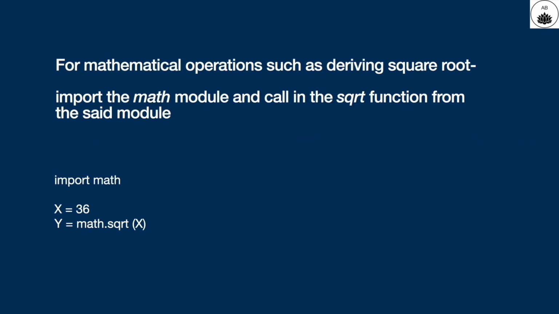For mathematical operations such as deriving a square root, you have to import a math module and call the sqrt function from that module. The import math statement should go at the top of your code, and then later when you have something, say 36, stored in a variable, and you want the square root of it, all you have to do is call the sqrt function of the math module, and the way to do it is by using math.sqrt. And when you use math.sqrt on 36, you get the square root of 36, that would be 6.